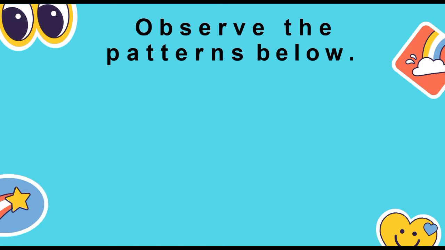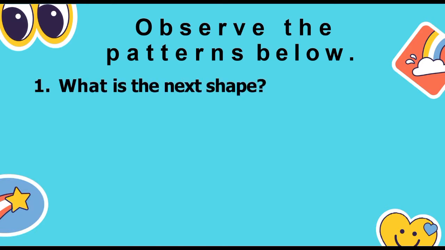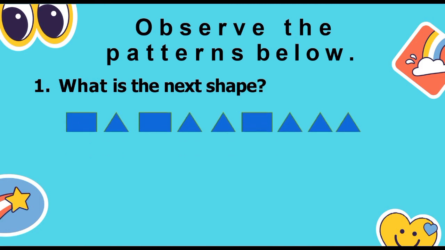So, let us observe the patterns below. What should be the next shape kung ganito po ang pattern? Yung una po ay yung ating rectangle, then triangle, rectangle, dalawang triangle, rectangle, and then may tatlo tayong triangle. So, the next one is the rectangle.